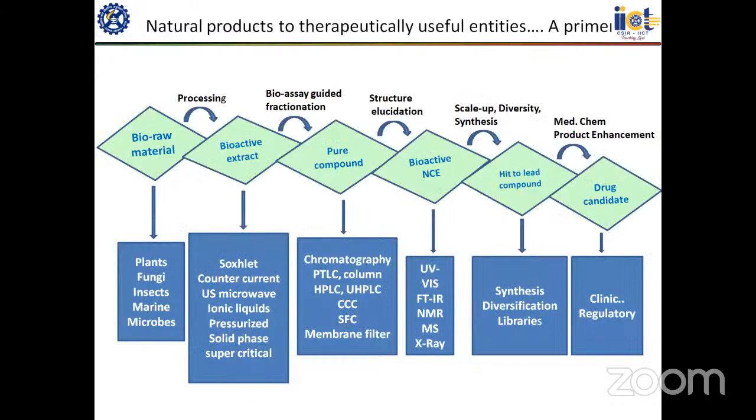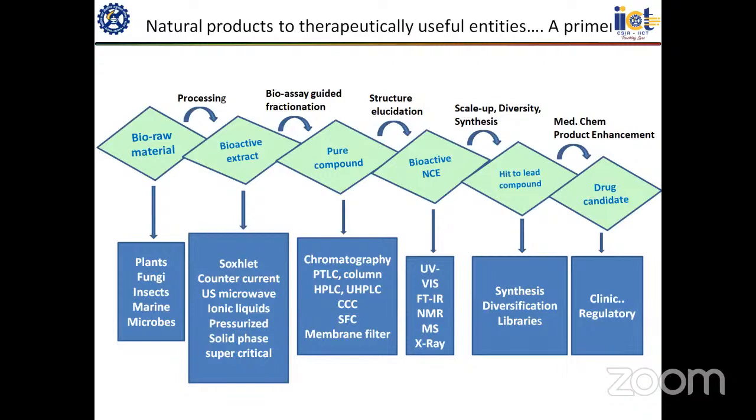So when you see the drug discovery aspect from natural products, there are different steps involved, starting from bio raw material to drug candidate, where the bio raw material can be different types of plant, fungi, insect, marine, and microbes, whatever it may be. That has to be processed to get the extraction, and of course different extraction techniques are available, from classical Soxhlet extraction to supercritical fluid extraction. Based on the secondary metabolites or compounds present in the plant, the appropriate extraction technique will be adopted to extract all those compounds, and after getting the extract, bioassay-guided fractionation is available to screen it.